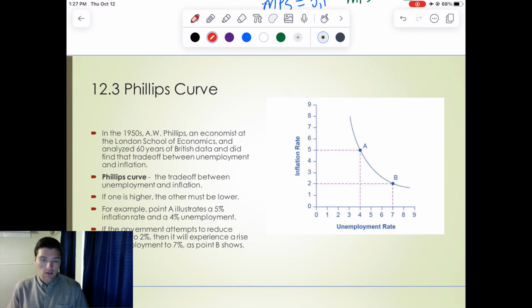So for example, if you looked up, hey, what's the inflation and unemployment right now? And it said, hey, you're at 5% inflation, 4% unemployment, that would be at point A. If you were to look at it later and say, okay, if the government tried to reduce inflation to 2%, what would unemployment be? And so we would find out point B. And what that means is that if inflation is going to be lower, unemployment is going to be higher. Inflation lower, unemployment higher.